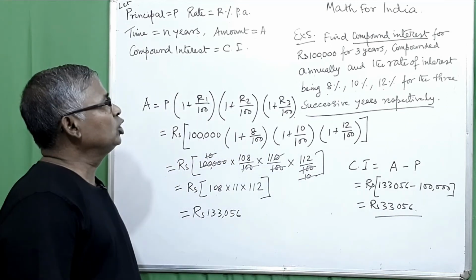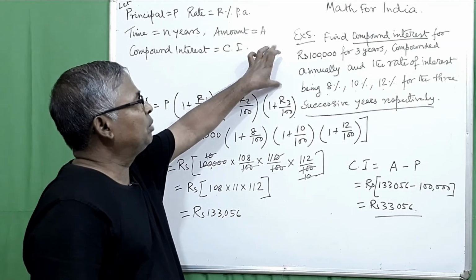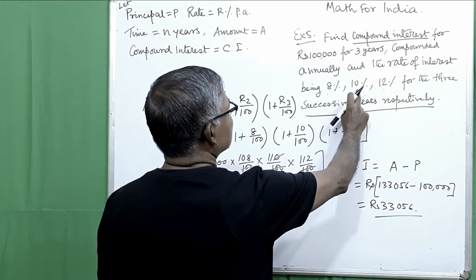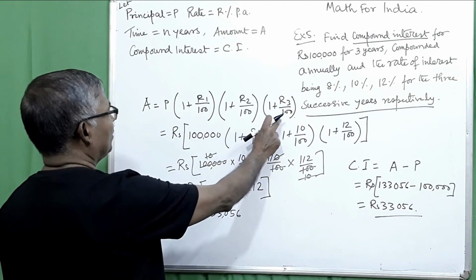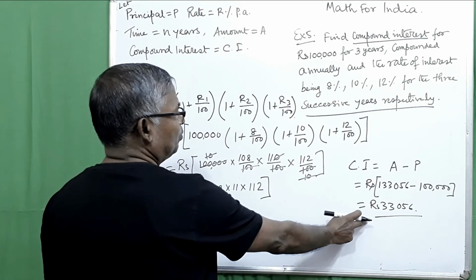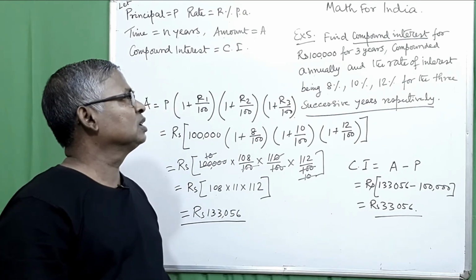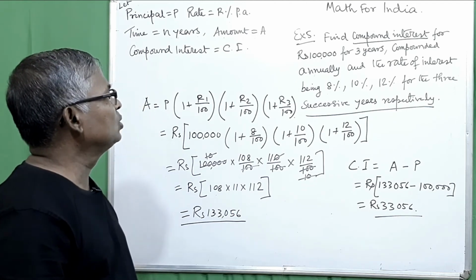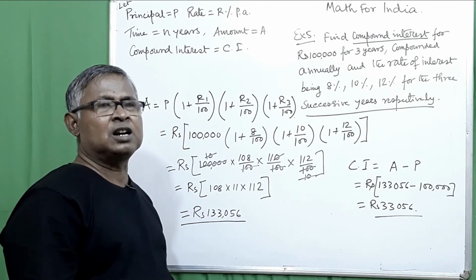Students, you may feel the problem is hard, but if you simply put the values of interest for 3 consecutive years in this formula, after calculation you will get the result. In competitive exams, you may see such type of problems. So I advise you to follow the formulas given in my chart.